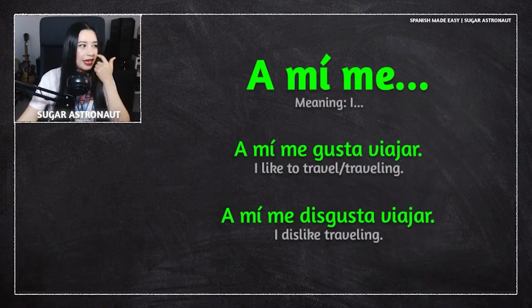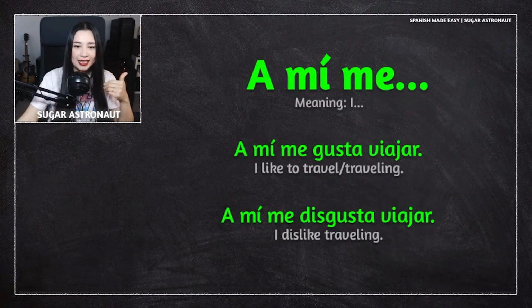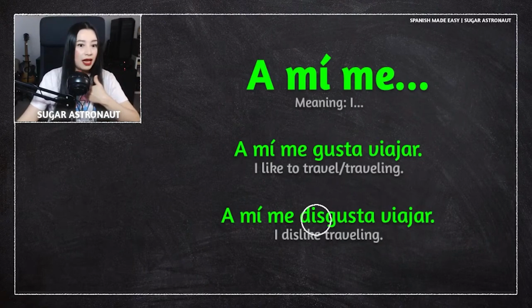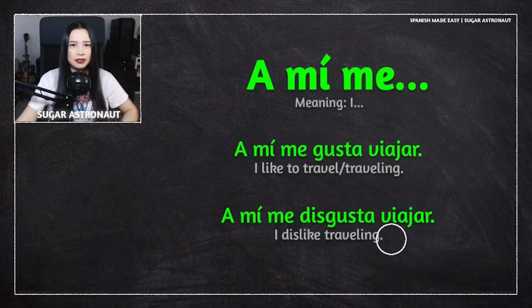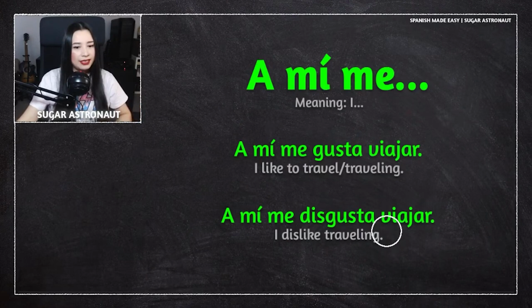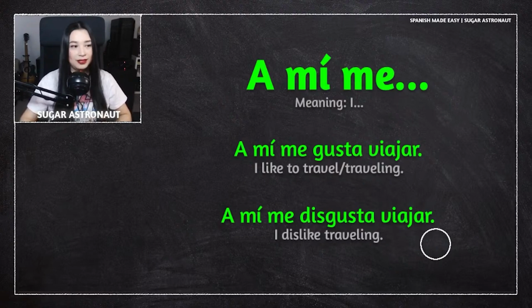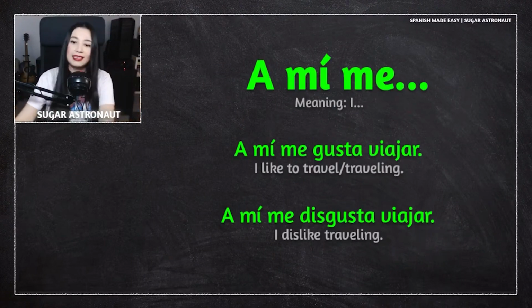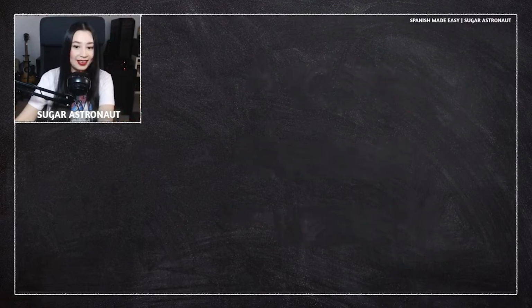Now, I know that the title says and more. So the more part is when you want to say, for example, you like traveling or he likes traveling, using this kind of phrase. A mí me is just I, okay? But how about you like traveling? Do you like traveling? Okay? So you can even use it to ask questions as well. So in this situation, right now we're learning a mí me, and it means I. Now let's learn the next one.